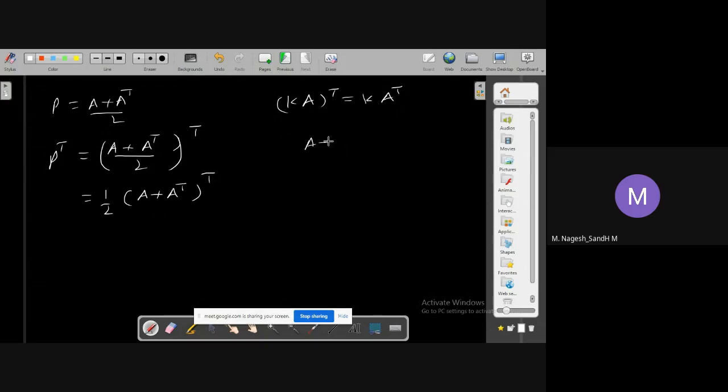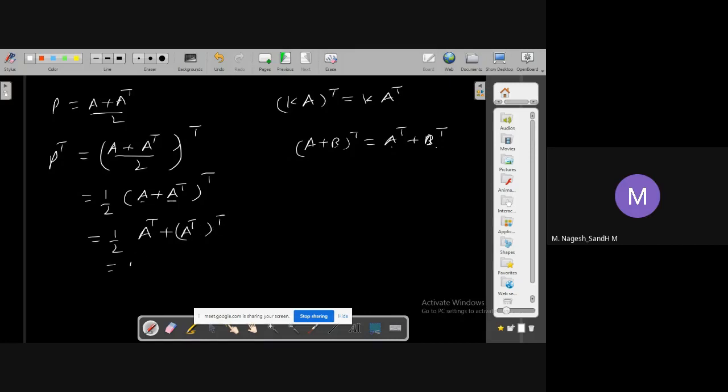Next, (A plus B) whole transpose is A transpose plus B transpose. This is an A, this is a B. So how can we write A transpose plus B transpose? It is A transpose plus (A transpose) whole transpose.